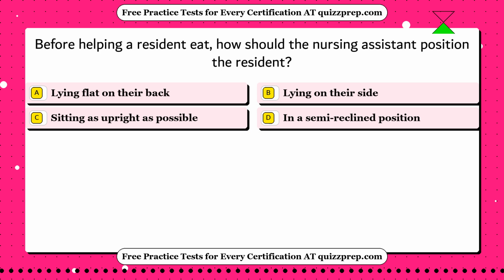Question 74. Before helping a resident eat, how should the nursing assistant position the resident? Option A, lying flat on their back. Option B, lying on their side. Option C, sitting as upright as possible. Option D, in a semi-reclined position.